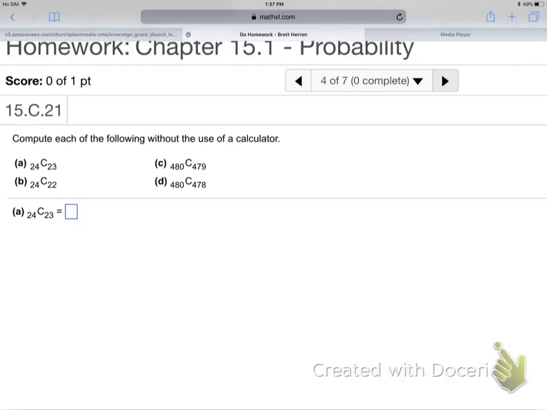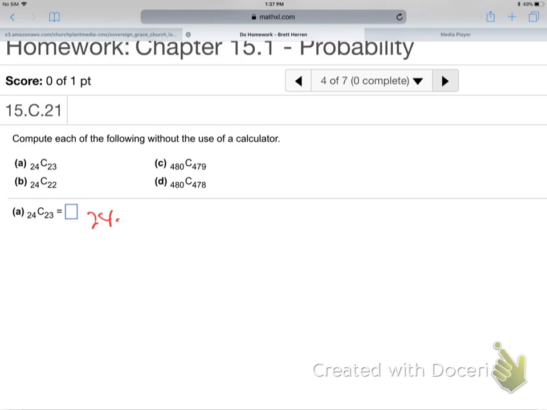All right, so let's try A here. So A, well, they've already got it written down for me, 24C23. Now, you could use a button on your calculator. There is a special C button. You have to come by office hours. I'd be glad, because every calculator's a little different. Be glad to help you with that.